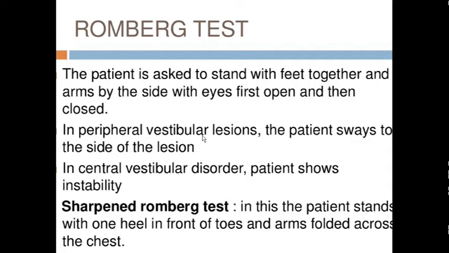So this is a sharpened Romberg's test, where you will even ask him to cross his arms folded across his chest. So his total proprioception balance is going, and any person now with a vestibular lesion cannot maintain his balance, because the rest you have subtracted. The only thing remaining is the vestibular system. A person with a healthy vestibular system can still balance himself, but one who has a defective balance system cannot. This is the very concept of Romberg's disease.